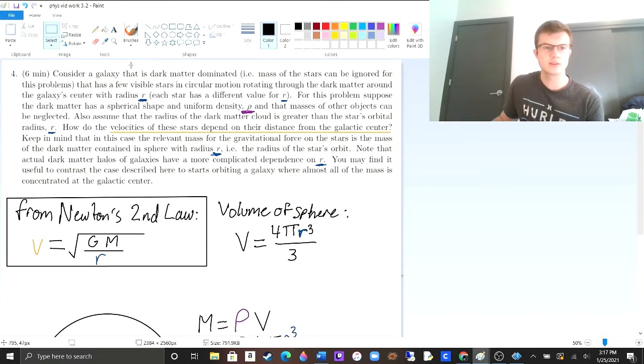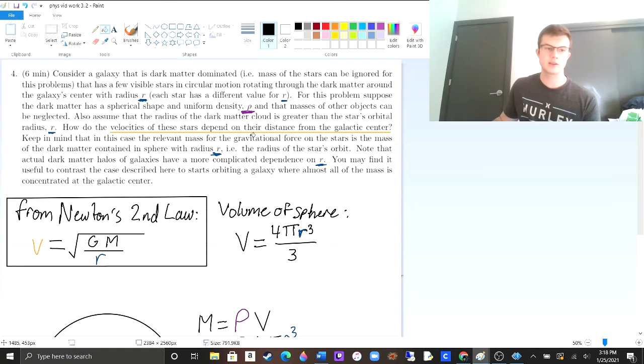Consider a galaxy that is dark matter dominated, and the mass of stars can be ignored for this problem. And we have a few visible stars in circular motion rotating through the dark matter around the galaxy's center with radius r. For this problem, suppose the dark matter has a spherical shape and uniform density p, and that masses of other objects can be neglected. Also assume that the radius of the dark matter cloud is greater than the star's orbital radius r, and we have to answer how the velocities of these stars depend on their distance from the galactic center.